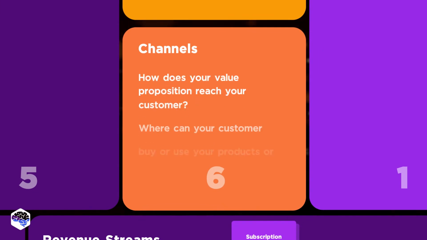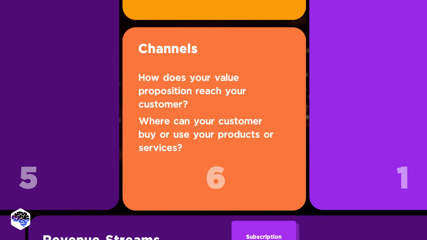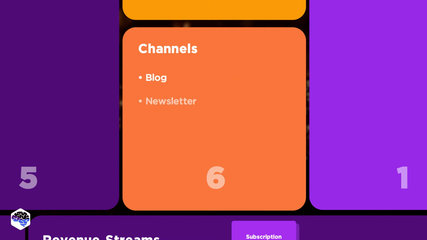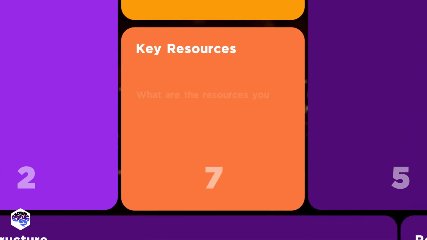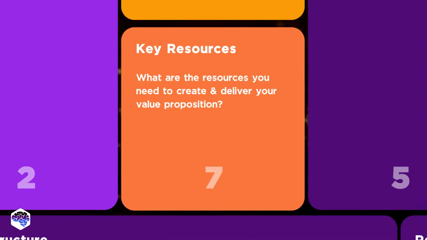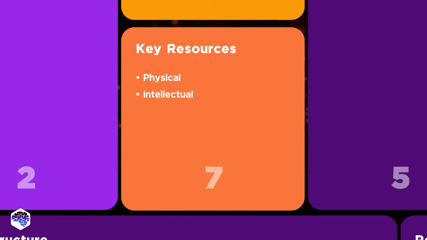The sixth aspect is distribution channels. So how will the value be delivered to customers? For example, it can be company's blog, newsletter, case studies, and YouTube channel. The seventh point is key resources required to execute the plans outlined in the canvas. To avoid leaving anything out, we recommend grouping them into physical, intellectual, technical, human, and financial resources.